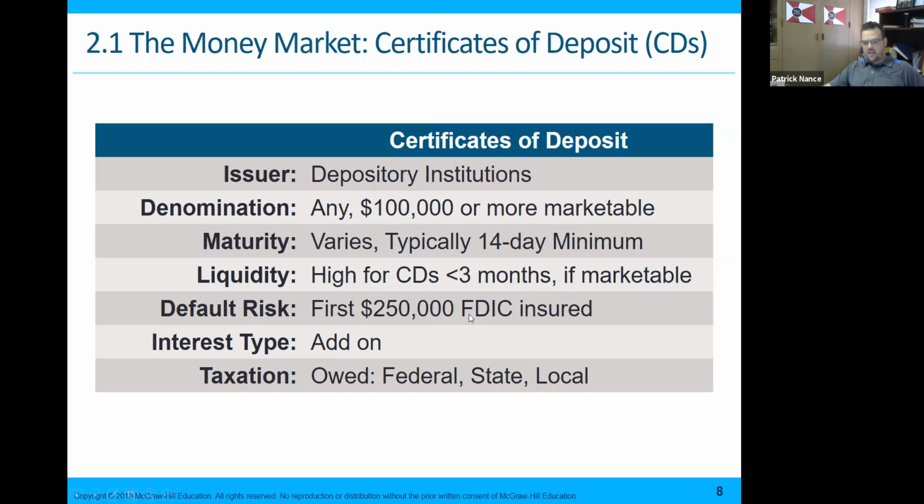Default risk, the first $250,000 is FDIC insured, so there's really no default risk on anything under that. Over that, it's dependent upon the bank. Interest type is an add-on. So it's not discounted. If I put $10,000 in a CD, it grows from $10,000 up. It doesn't take a discount up front like the prior one we just looked at. And then taxation is usually owed to federal, state, and local levels on CDs.